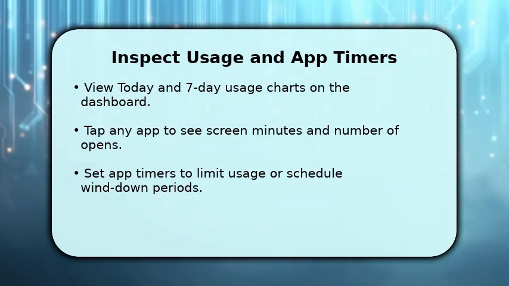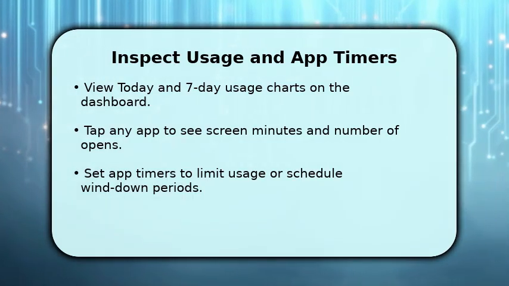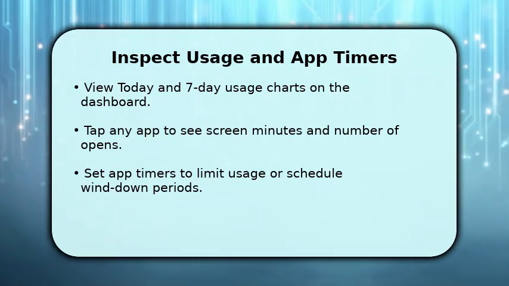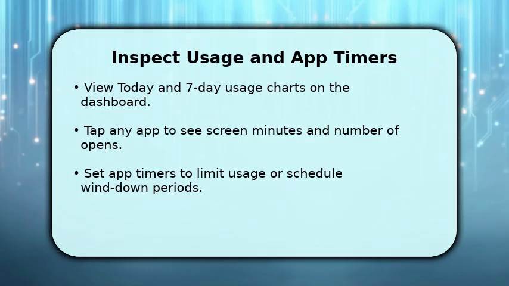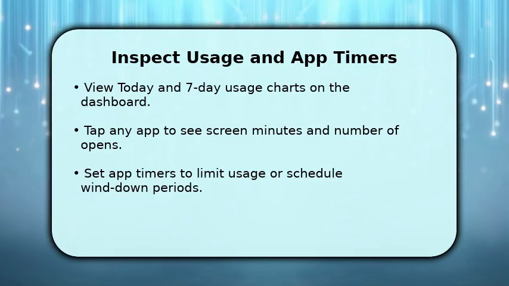To act, choose Set Timer for an app and pick a daily limit. This blocks the app when the limit is reached. Also explore bedtime or wind down to reduce notifications and screen brightness during chosen hours so behavior changes stick.